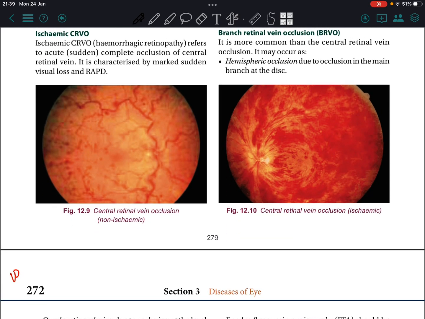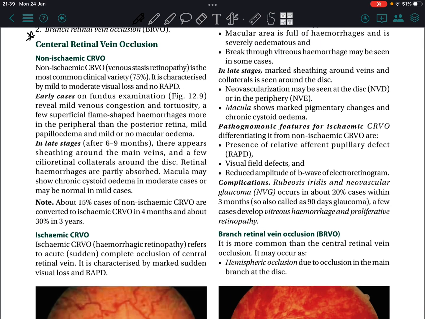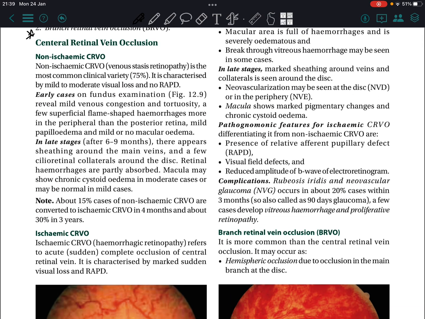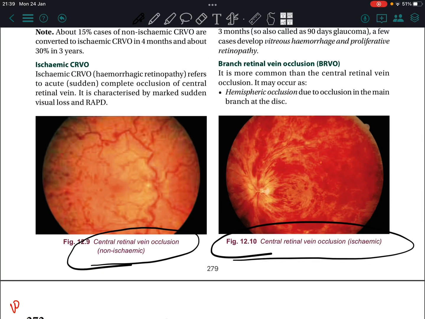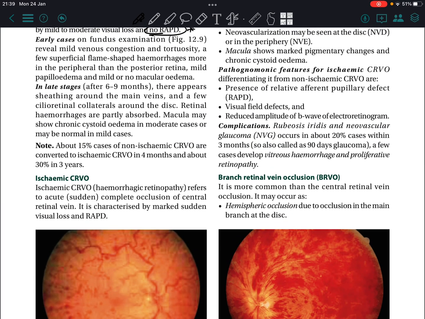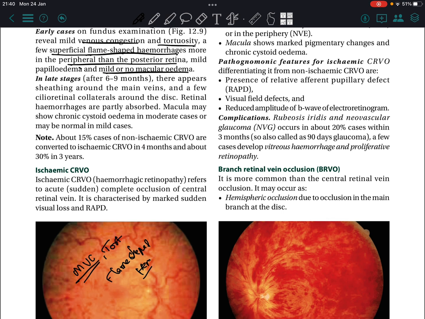CRVO, central retinal vein occlusion: non-ischemic and ischemic. Non-ischemic is the most common clinical variety. It is characterized by mild to moderate visual loss and no RAPD. Early cases on fundus examination show mild venous congestion, tortuosity, a few superficial flame-shaped hemorrhages, more in the peripheral than posterior retina. Mild papilledema, mild or no macular edema.